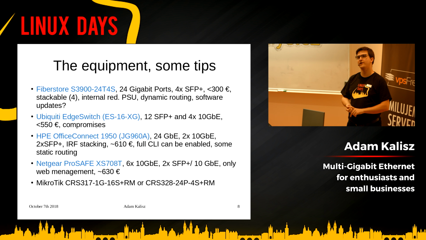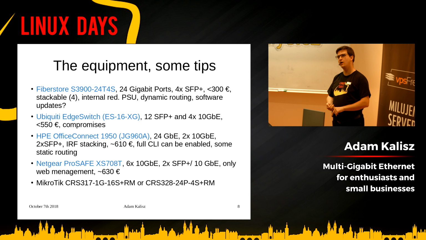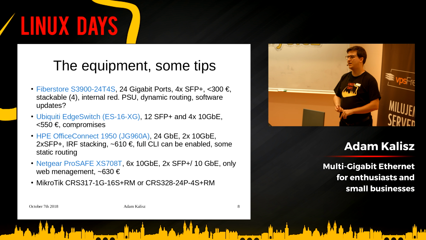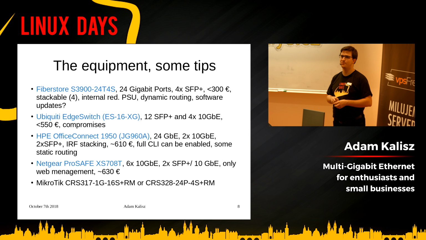I have 4 or 5 switches from FiberStore that are even cheaper than this one, but they don't do 10 gigabit Ethernet. I haven't had any problems with them. The CLI is somewhat similar to Cisco, so you will probably find yourself at home. For instance, the IP configuration is split for IPv4 and IPv6, but I don't know about many other switches that can do static routing for under 200 euros.